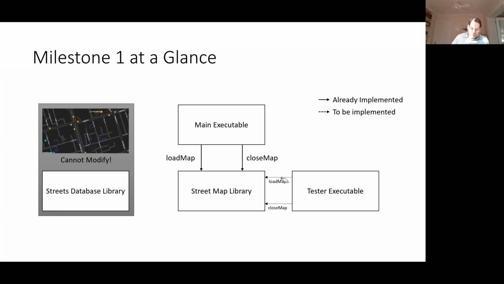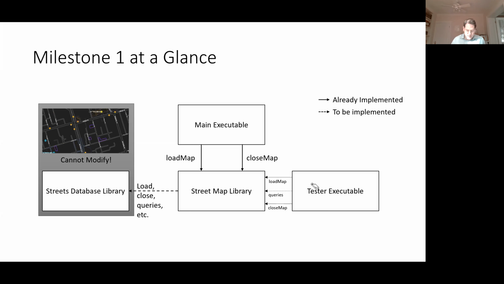Now the way that both the tester executable, which for this milestone is really what you care about, and eventually your main executable, which an end user would run, talk to your street map library: the first thing they do is they always call load map before they do anything else. Then they can make a bunch of calls to ask questions, and eventually they call close map when they're done.